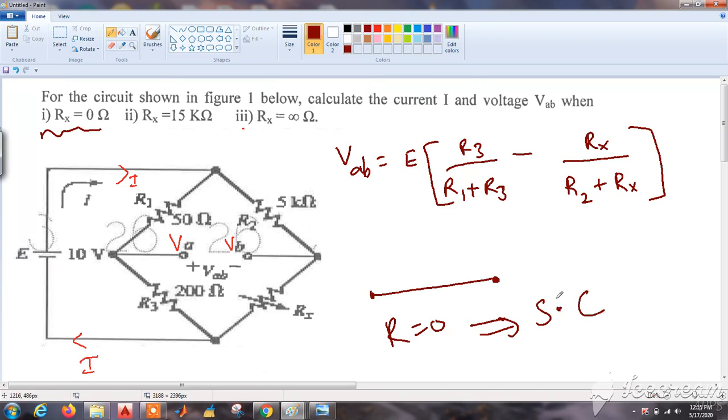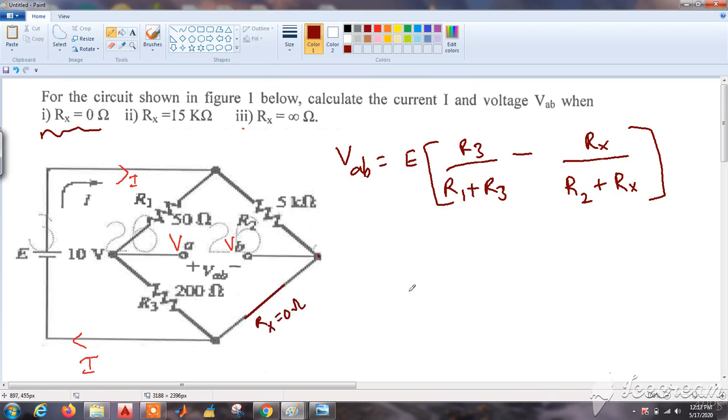And please remember, if you measure the voltage across any short circuit, it will give you 0 volts. But please note that current will be flowing in the short circuit. So let us change this figure also. Let us remove Rx and replace it by a short circuit, because Rx is 0, like this.